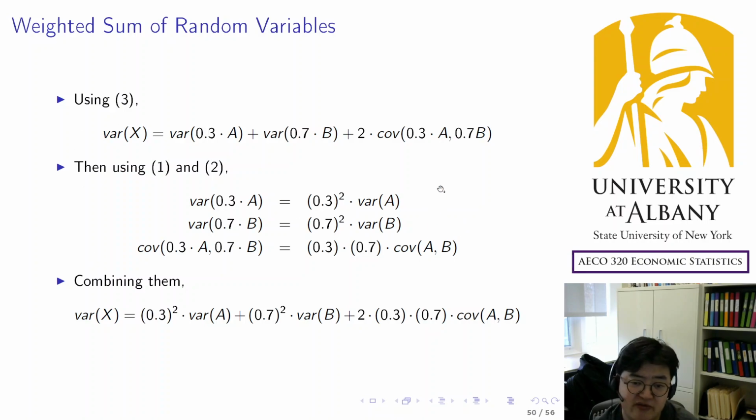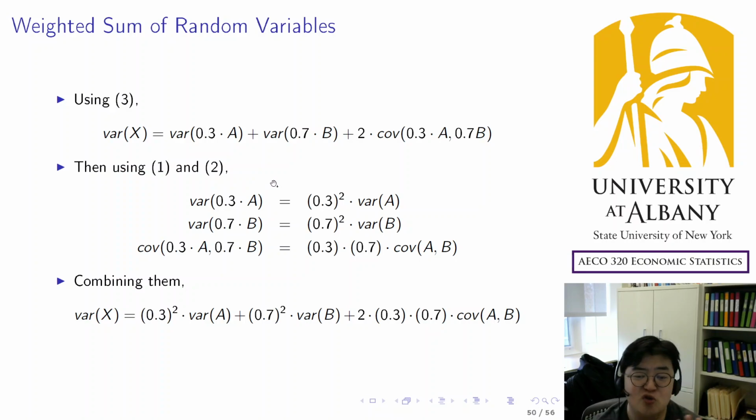So combining all of them, we have a very complicated result. The variance of a weighted portfolio is the first weight squared times the variance of the first asset, plus the second weight squared times the variance of the second asset, plus 2 times the first weight times the second weight times the covariance. That is the full portfolio variance.